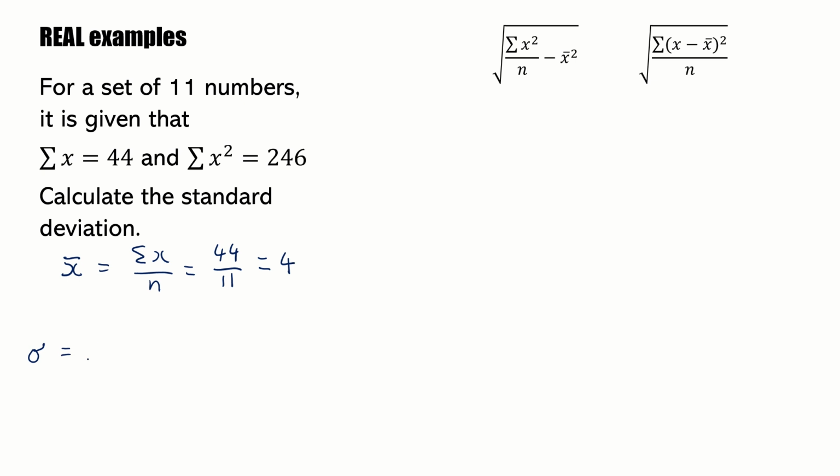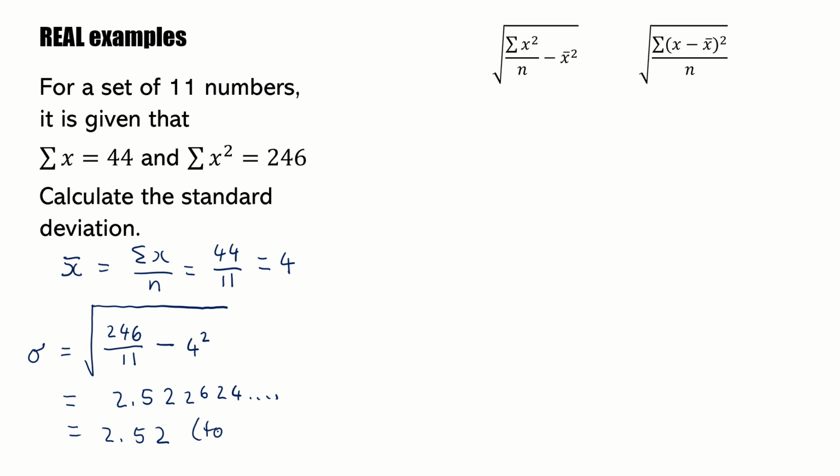Standard deviation will equal the square root of sigma x squared, which is 246, divided by n, which for our example is 11, and then we're going to subtract the mean all squared, so mean squared would be 4 squared, and then we're square rooting all of that. So if you type that into a calculator, you will get 2.52. Technically 2.522624, etc., etc., but therefore it does just round to 2.52 to 3 significant figures.